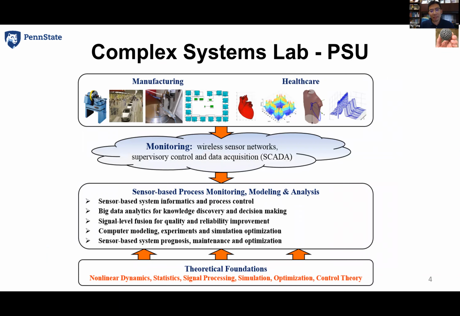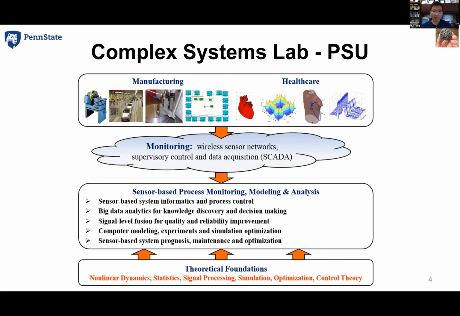At Penn State, I run a lab called the Complex Systems Lab. My research focuses on sensor-based modeling and optimization of complex systems, with applications including manufacturing and healthcare. No matter whether it's a manufacturing system or a healthcare system, we have sensors like IoT sensors, Internet of Things sensors. Previously, we called it a wireless sensor network. And if you connect those wireless sensor networks to the internet, it becomes an IoT-enabled sensor network.